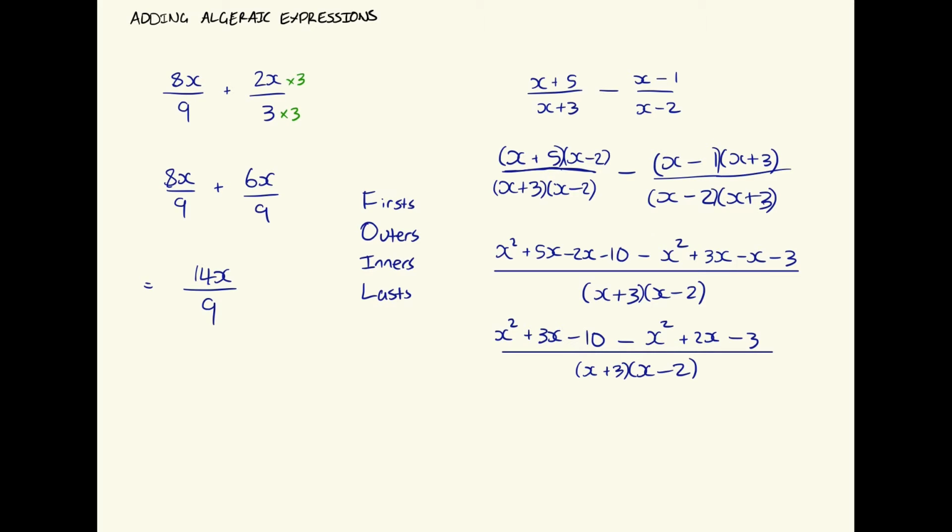Let's keep going. So now I can start collecting my like terms. So I've got x squared minus x squared. Well, that's just 0. So I can go ahead and get rid of my x squared here and my x squared there. I now have 3x take away positive 2x. So a negative and a positive will make a negative, right? So it's 3x take away 2x, and that's just x.